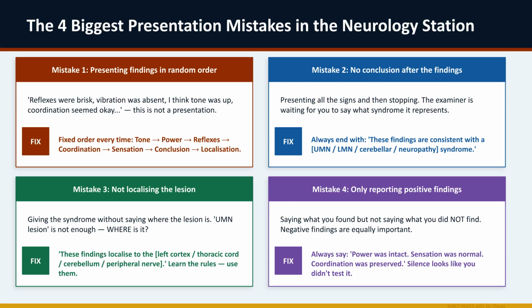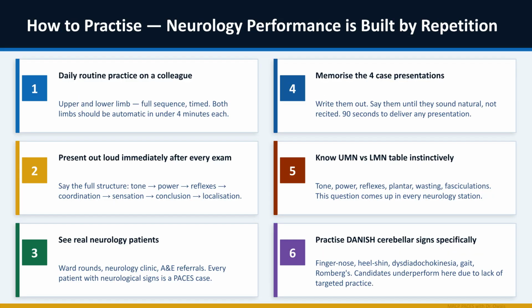Mistake 4. Presenting only positive findings. Say what you found, but also say what you did not find. There was no sensory loss. Coordination was intact. Reflexes were equal and normal bilaterally. Negative findings are as important as positive ones. They help rule out differentials and show the examiner you examined thoroughly. The fix for all 4. Use the structure. Every time. Summary. Tone. Power. Reflexes. Coordination. Sensation. Conclusion. Localization. Cause.